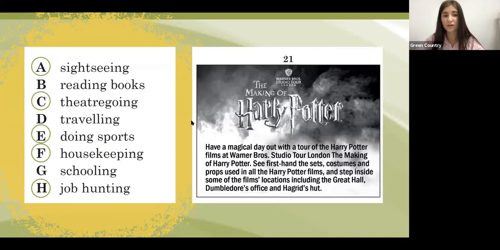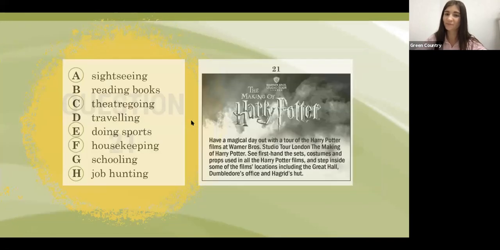Don't choose the first answer that matches the topic of the poster, because it might have another meaning. Like this one is Harry Potter. It can be connected to reading, to traveling, and to sightseeing. But remember about the meaning of the words.